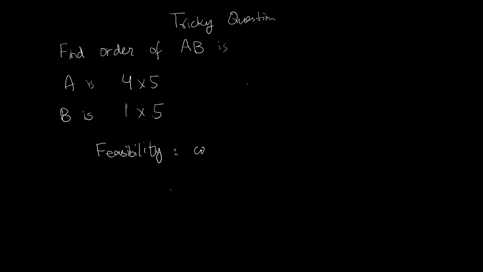Feasibility is checking the columns of the first one, which is A, and the rows of the second one, which is B. Since the columns are 5 and the rows are 1, the feasibility test fails and you will choose the answer choice saying no order for AB, or you can say not feasible.